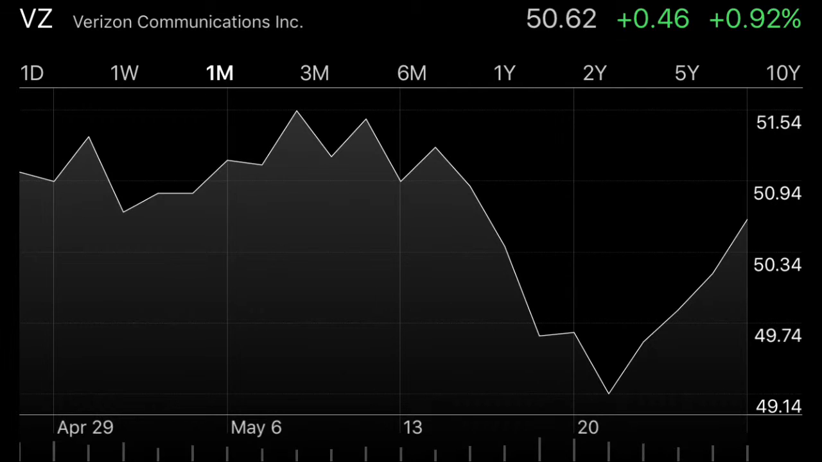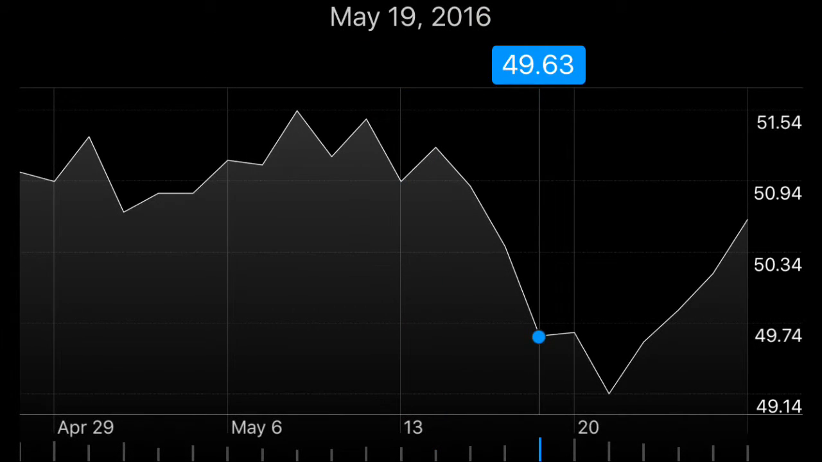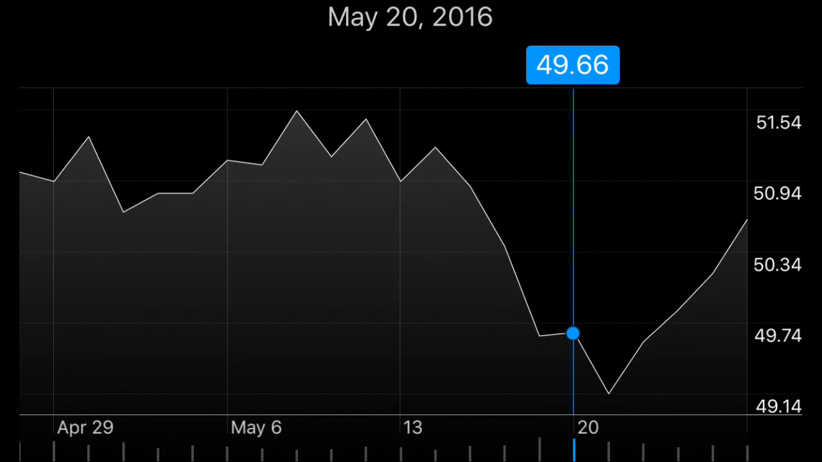A prominent example in real life that relies on increasing and decreasing values is the stock market, as seen here in Verizon Communications. There's a prominent example of it increasing beginning May 13th and ending May 16th, at which point it begins decreasing until May 19th, and then levels out until May 20th.